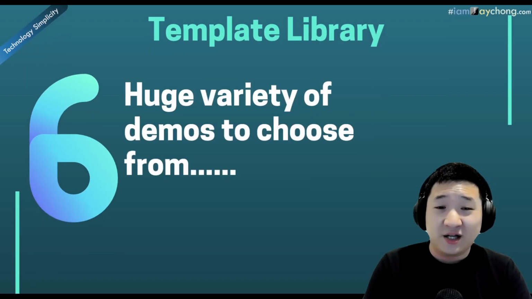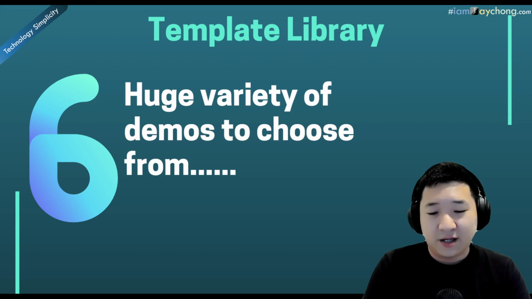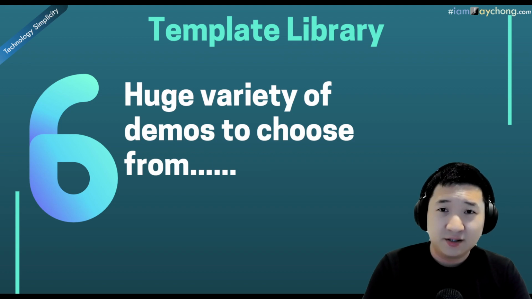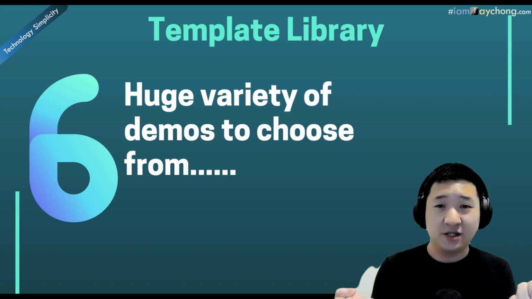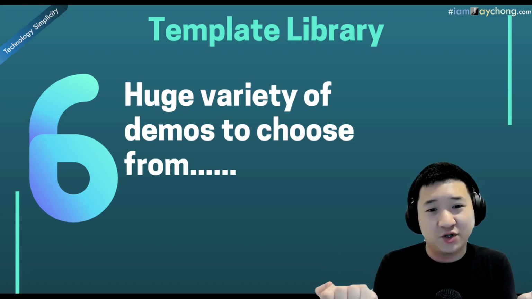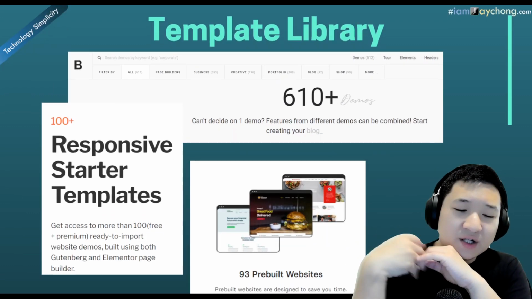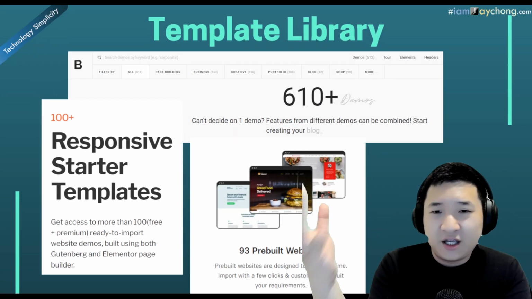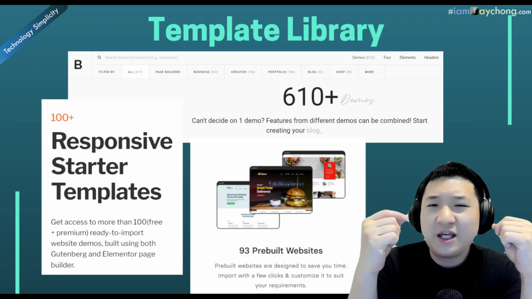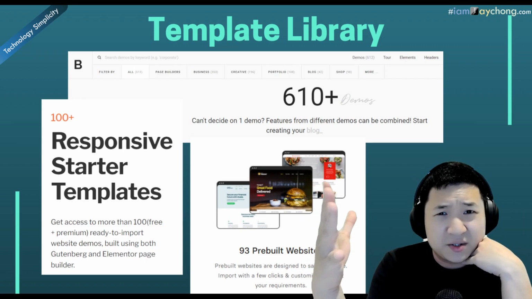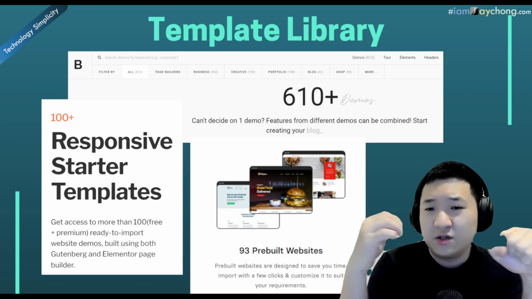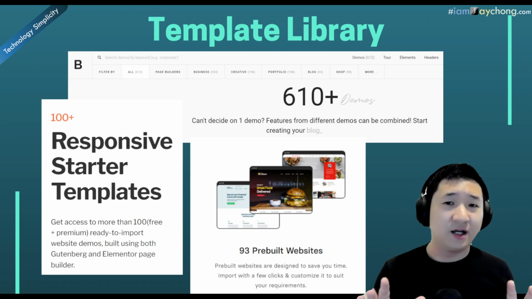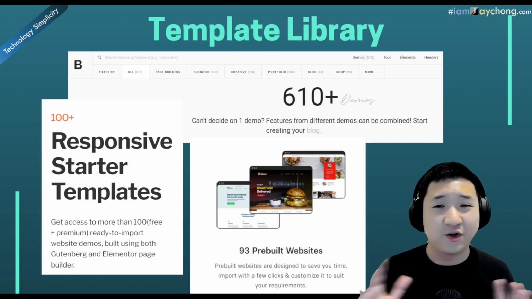Next one, the template library. We talk about demos, we talk about templates, but not all templates or demos fit your purpose. For example, you want to start a gym website versus you want to start a dental website. These two are very different. So look for the team that has a huge number of demos. When I say huge, don't expect 2,000, 5,000, 10,000. We're talking about an average of 50 to 100. I think 50 to 100 is fine. Actually, it's more than fine already.